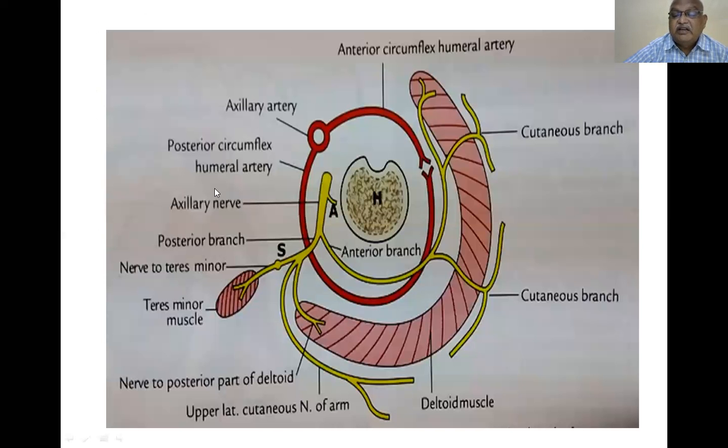So these are all the 5 nerves I have covered: brachial plexus, axillary nerve, radial nerve, median nerve, ulnar nerve, and musculocutaneous nerve. These are the 5 nerves I have completed. So brachial plexus and major nerves of the arm in a nutshell is completed.